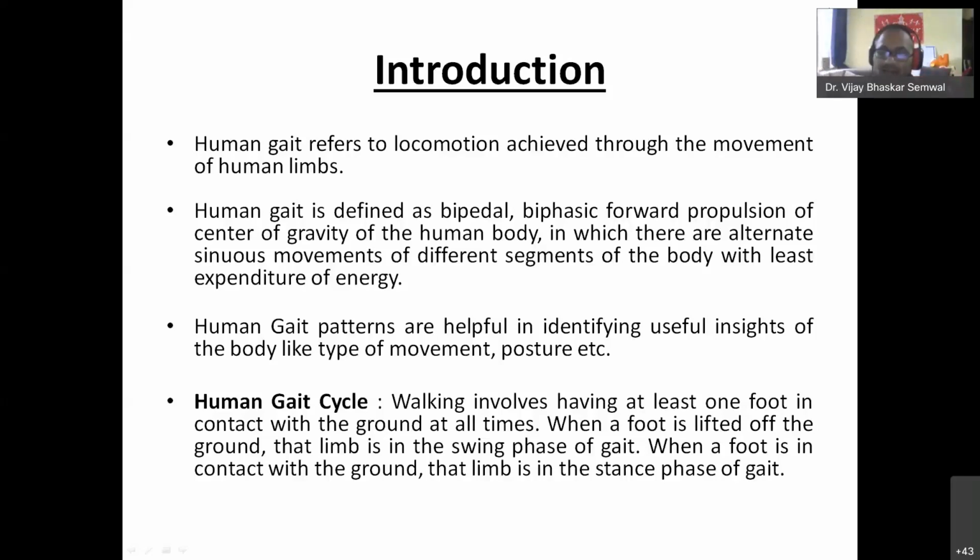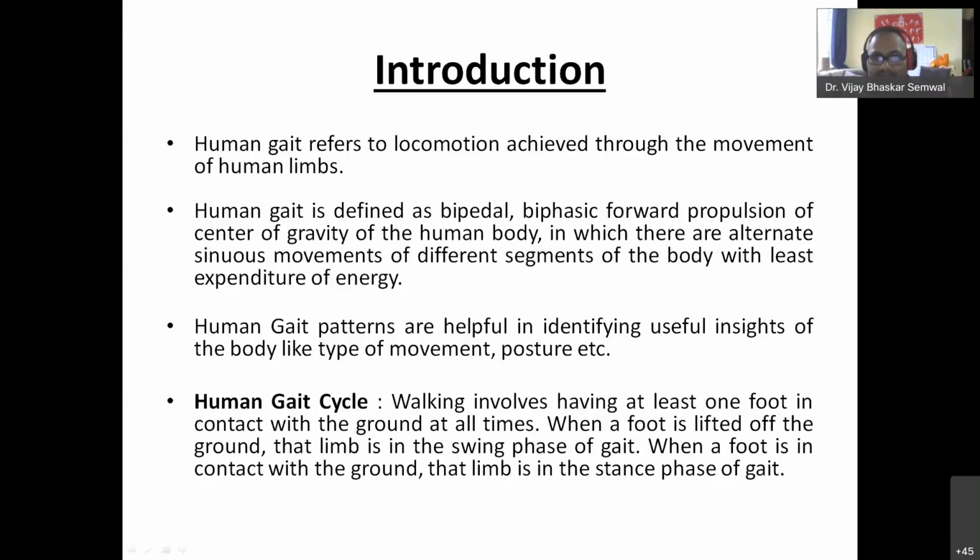That means at that particular time we have similar parameters. That's why biphasic means we have swing phase and stance phase. So gait is defined as bipedal, with the help of two legs. It is biphasic, broadly divided into swing and stance phase. And there is forward propulsion of the center of gravity of the human body. This forward propulsion applies force so that we can move in the forward direction.